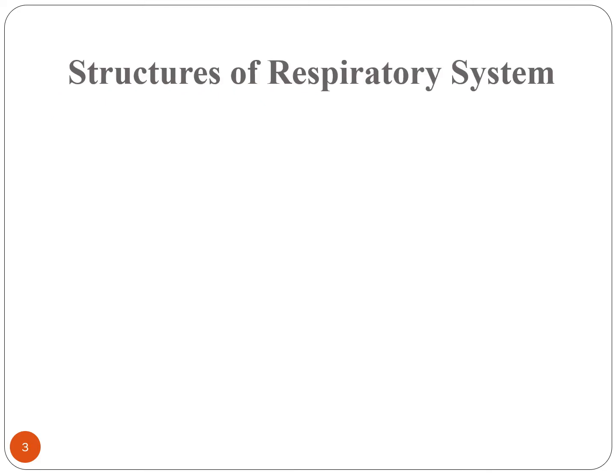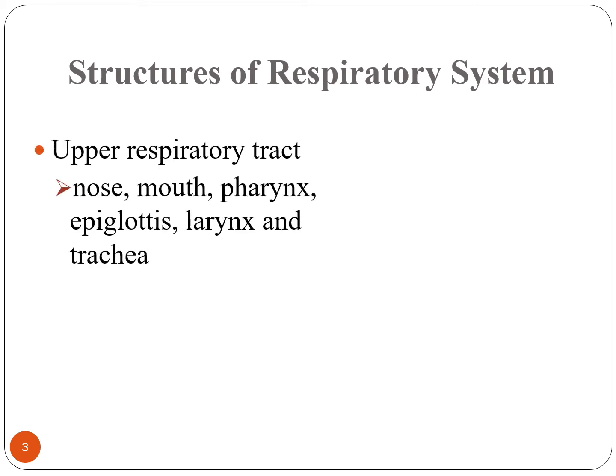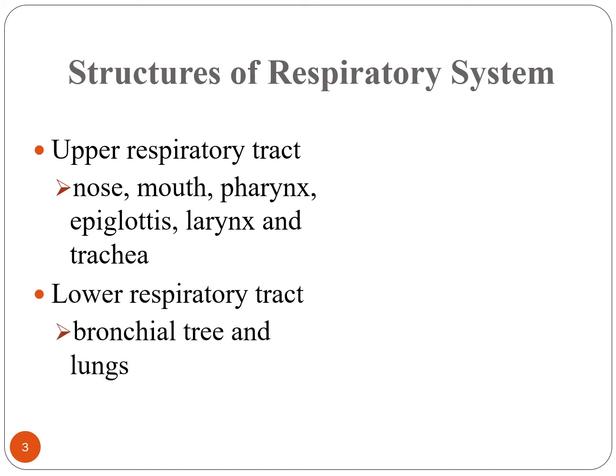As you know, the anatomy of the respiratory system consists of the upper respiratory tract, which includes the nose, mouth, pharynx, epiglottis, larynx, and trachea, and the lower respiratory tract, which consists of the bronchial tree and the lungs, two lungs.